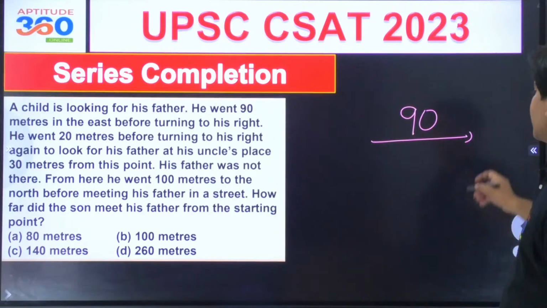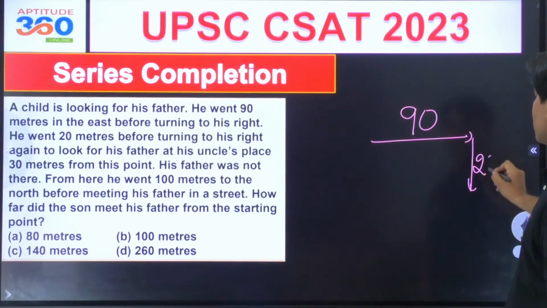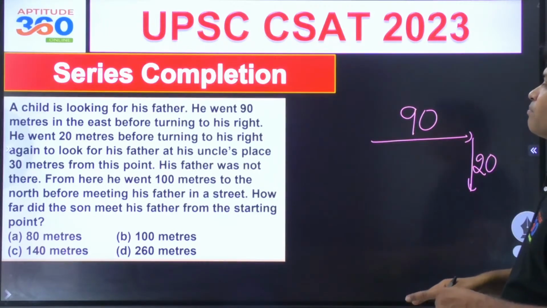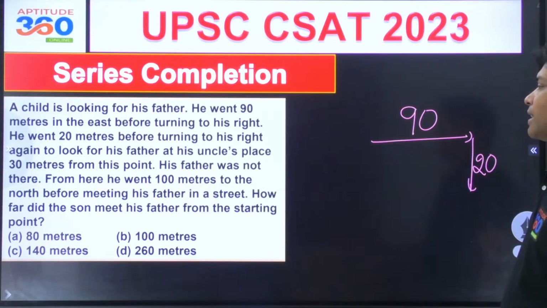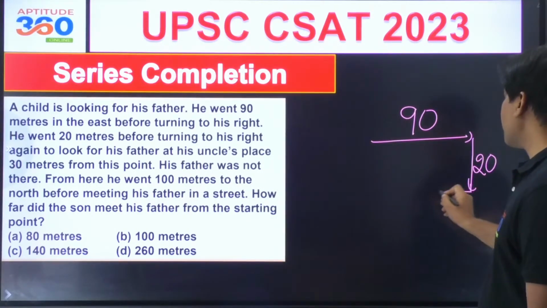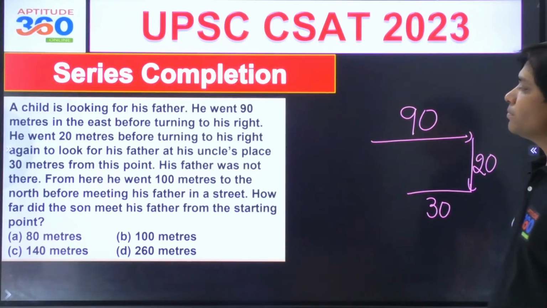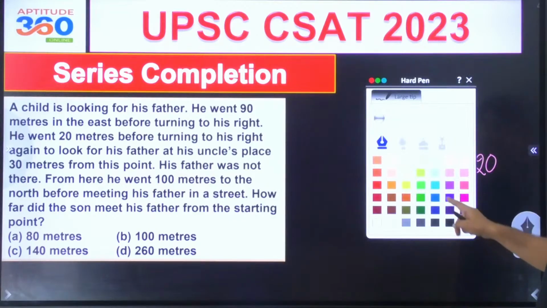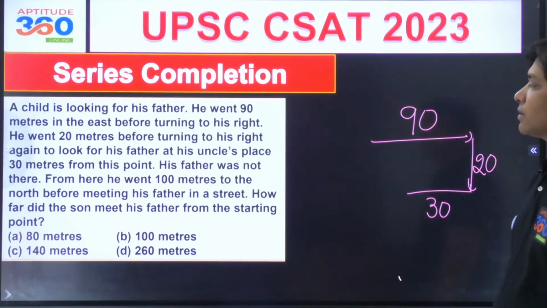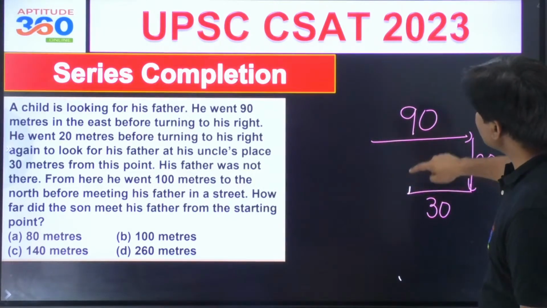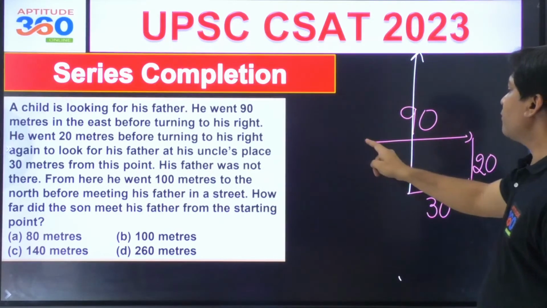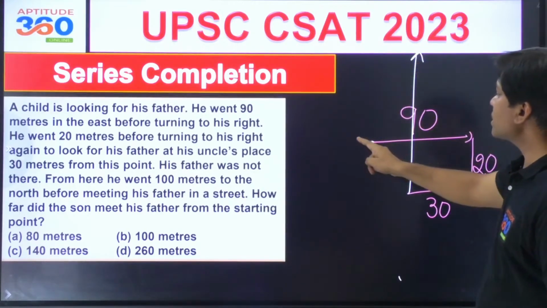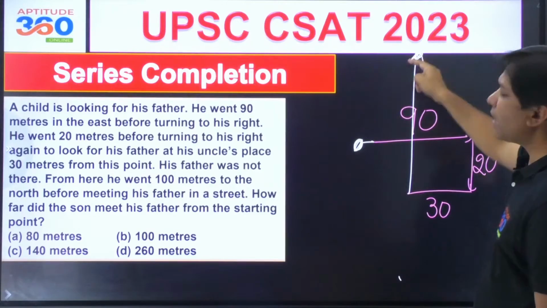Before turning to his right, so he turns right and goes 20. He went 20 meters before turning to his right again to look for his father at his uncle's place, which is just 30 kilometers from here. His father was not at his uncle's place. From there he went 100 meters to the north, यहाँ से ये 100 north चला गया 100 meters. Are you getting this? And then he meets his father out here. So this is his house and this is where he is meeting his father, isn't it?